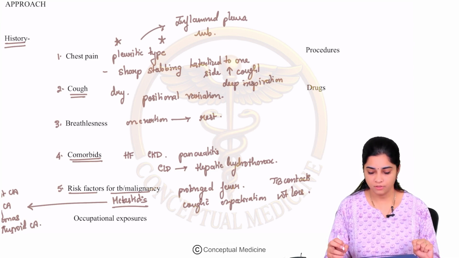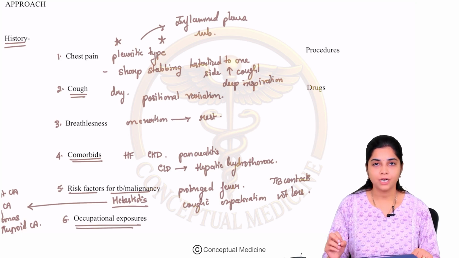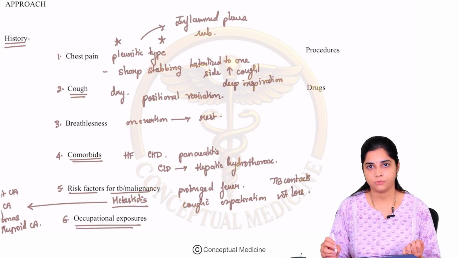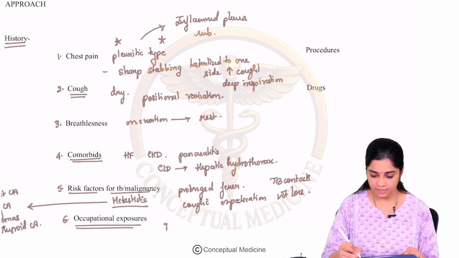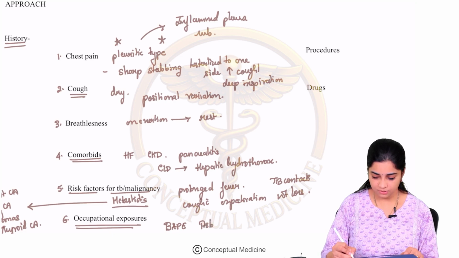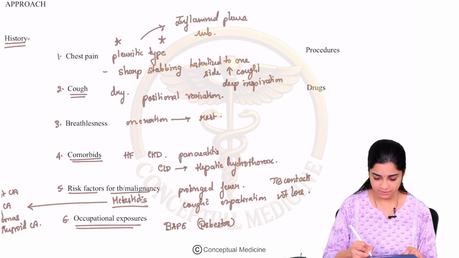So you should be screening for all of these cancers whenever you see a patient of pleural effusion. Then you have to also ask about the different occupational exposures, what type of occupation they are in. Why? Because you have heard of BAPE, which is benign asbestos-related pleural effusion. So chronic asbestosis can also be associated with pleural effusions.